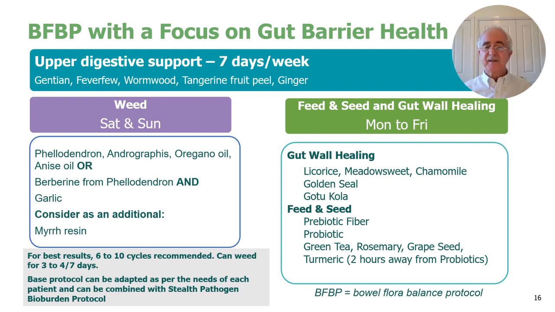prebiotics. You can even use pomegranate as well, but I use the green tea, rosemary, grapeseed, turmeric combination, mainly for the grapeseed and green tea, because they're excellent prebiotics that seem to promote the growth of healthy gut flora and inhibit the growth of pathobionts. Pomegranate seems to do that as well. Now you're going to do that in addition with a prebiotic, fiber, and even a probiotic. So that's one example, the bowel flora balance protocol.